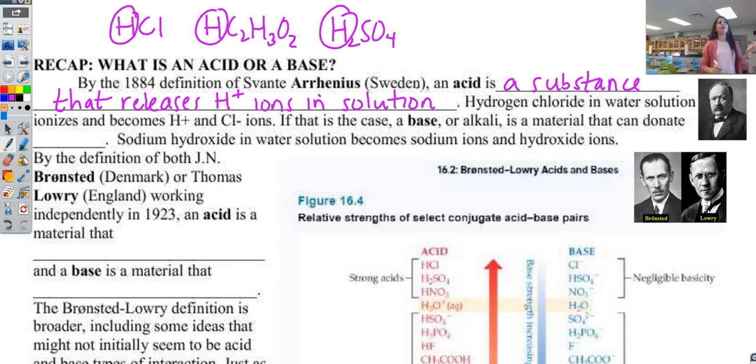So hydrogen chloride, HCl, in water solution ionizes. It becomes H+ and Cl-. We know that. If that's the case, a base or an alkali, so they will use the word alkali, is a material that can donate hydroxide ions.